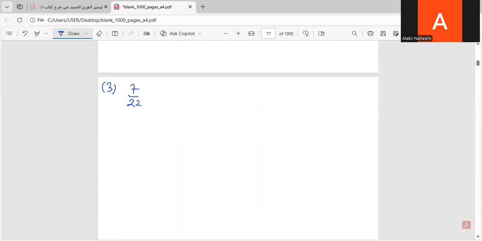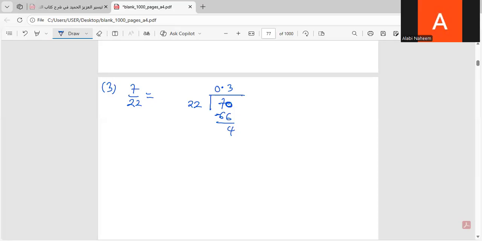So 7 over 22 is the next question. Division house, 7 is the dividend, 22 is the divisor. 22 in 7. 7 is smaller. So you have 0 point, right? And then you include 0 here. 22 in 70. That should be 3. Because the highest multiple of 22 before 70 is 66, right? 22 times 3, 66. Subtract. What do you have? You have 4, right?